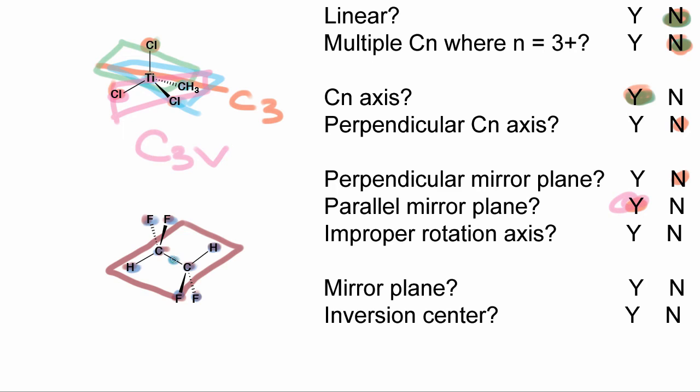the carbon-carbon bond, but if we had one that was perpendicular, this hydrogen would have to then translate into another hydrogen over here, which isn't the case. And so we know then that we don't have a perpendicular CN axis.